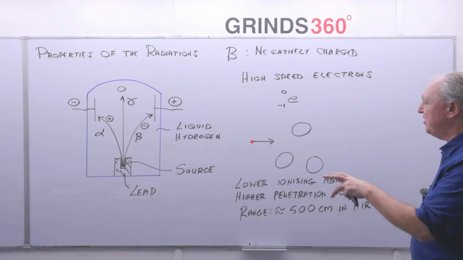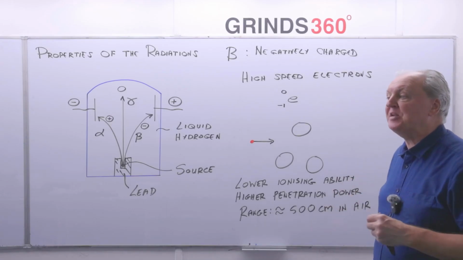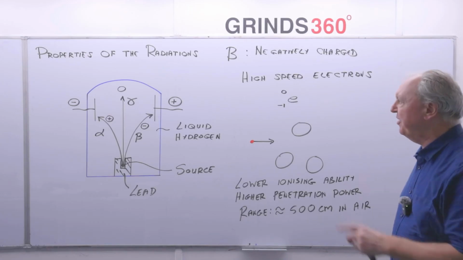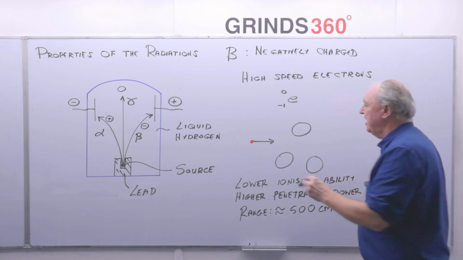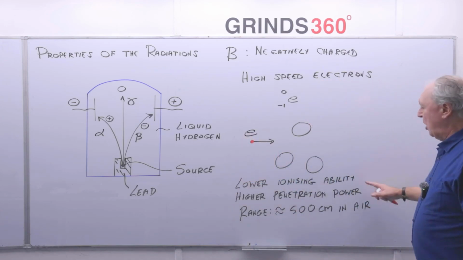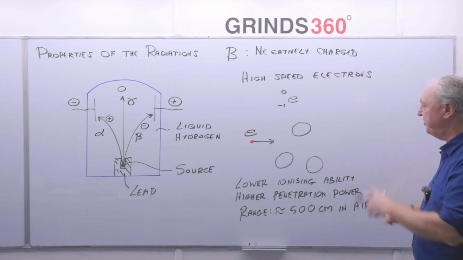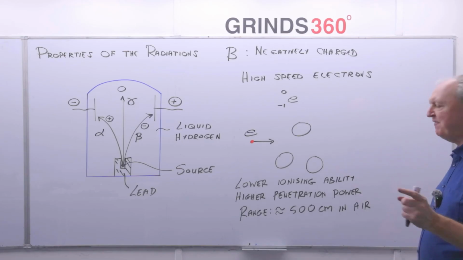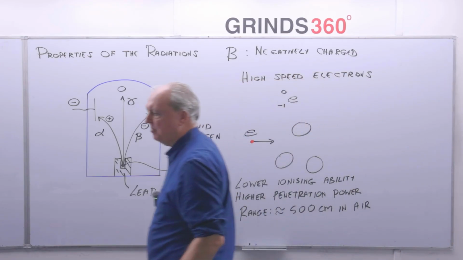They're emitted from the nucleus with a whole range of speeds, up to about 2.7 by 10 to the power 7 meters per second. So now, what do we know? Betas are negatively charged. They're actually high-speed electrons. They have a lower ionizing ability because they're so small. They can creep through the air molecules, and therefore they go further. Their range is about 500 centimeters in air. So learn those properties very well.